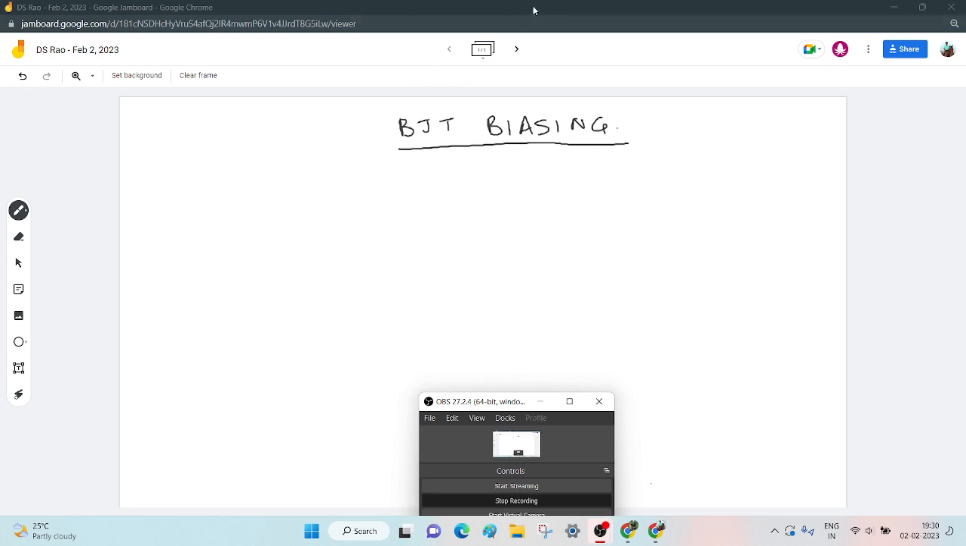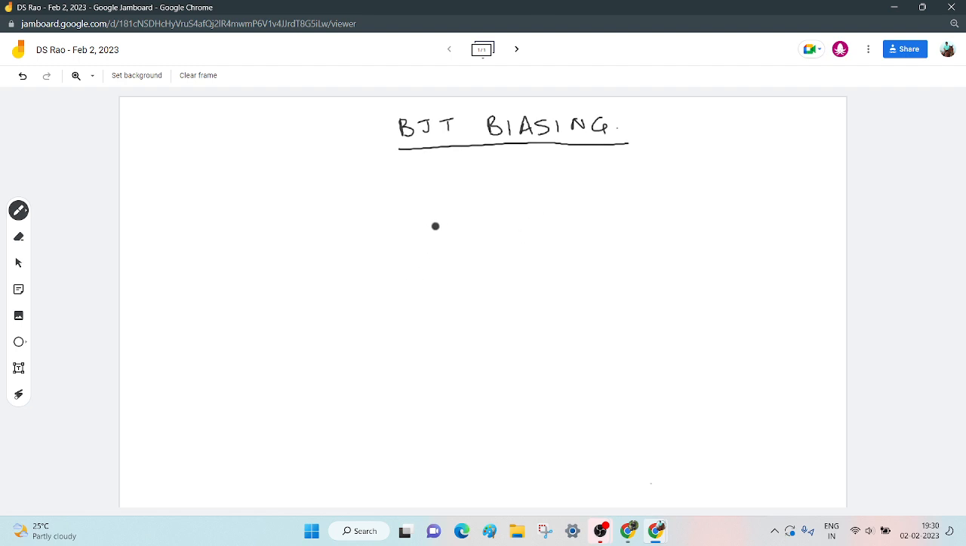Okay, let's start the small introduction or discussion on biasing a transistor, what we normally call a bipolar junction transistor. I remember explaining this concept in the class. We are using a transistor, and normally we will take an NPN transistor here: emitter, collector, base. So, what is meant by biasing?